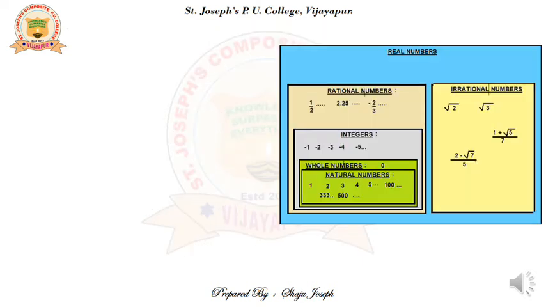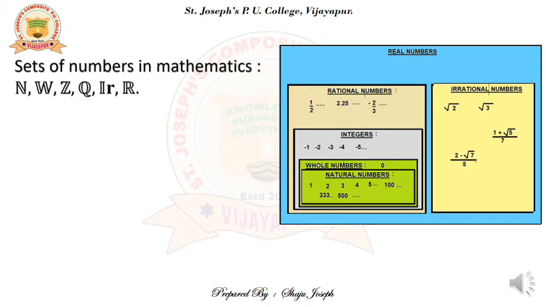Let us have a look at some of the sets which we regularly use in mathematics. N stands for natural numbers, W stands for whole numbers, Z stands for integers, Q for rational numbers, IR for irrational numbers, R for real numbers.